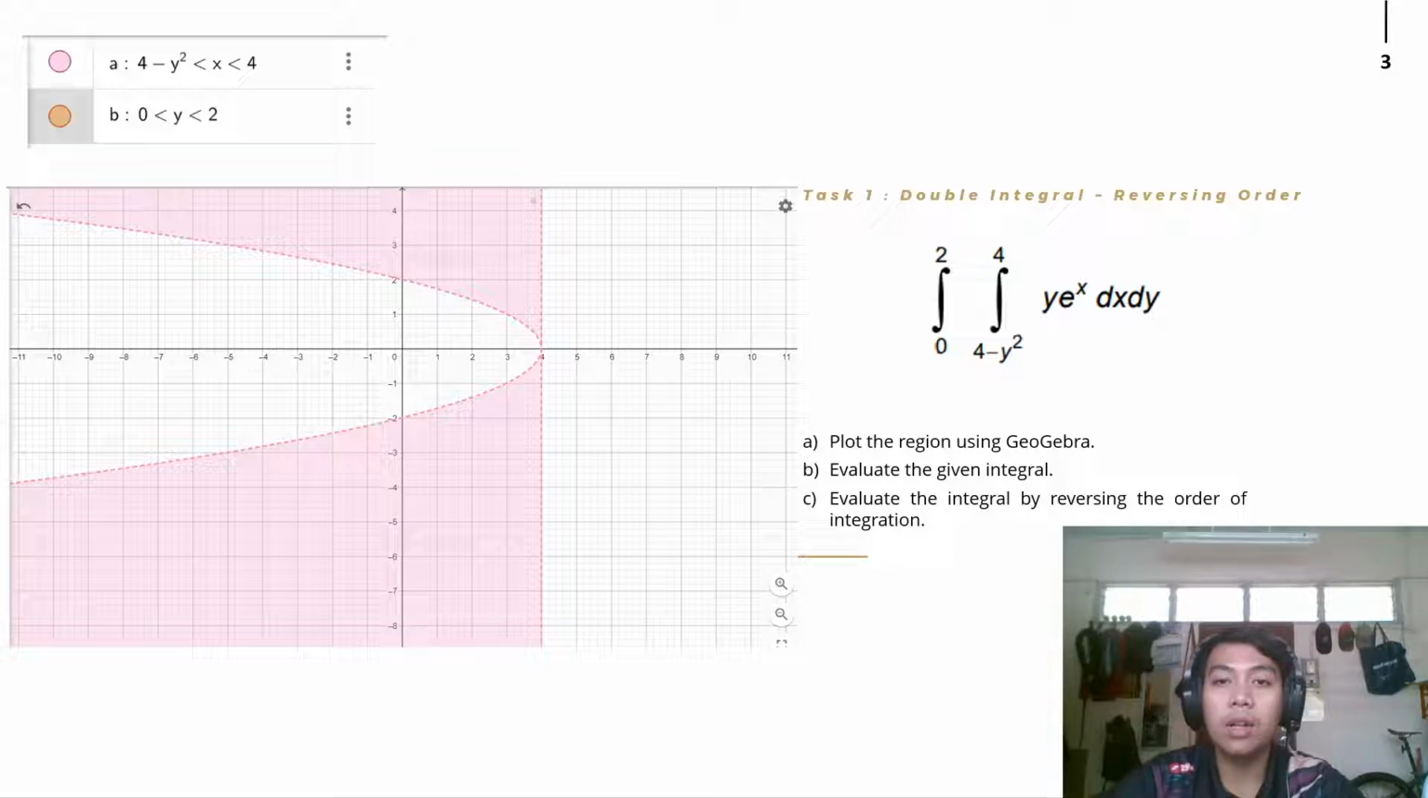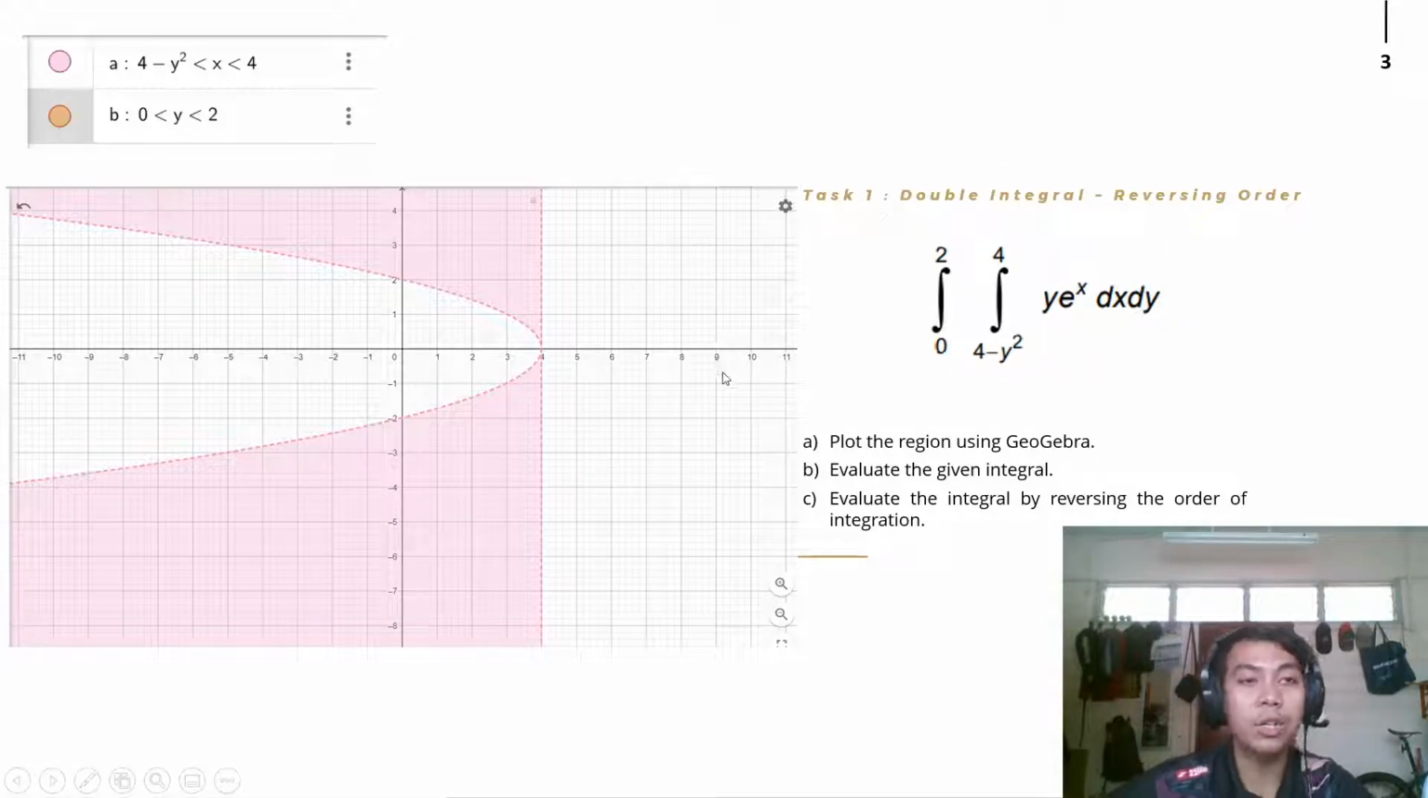Okay, so here I would like to present the first task. The first task is about the double integral. Given a region, we need to plot this region inside the GeoGebra mathematical application.